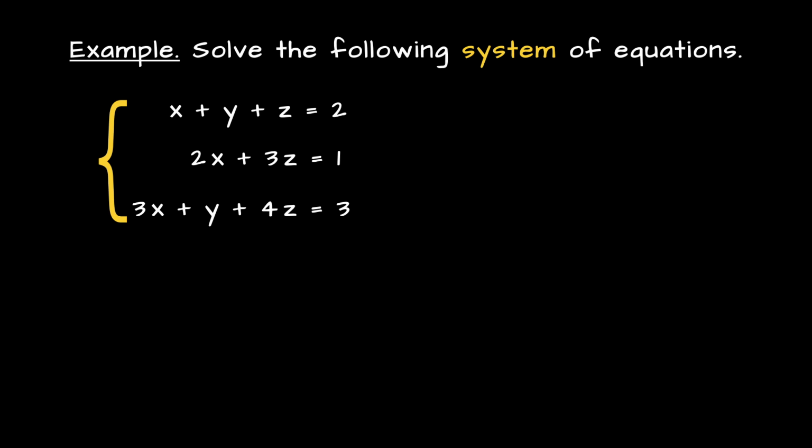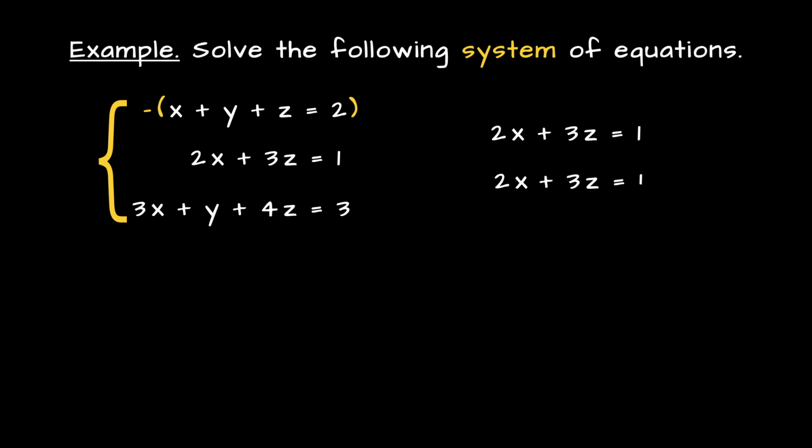One thing we noticed right away is that the middle equation, 2x plus 3z equals 1, already has the variable y eliminated, so we can simply write it down. Next, we can turn our attention to the first and third equations and try to eliminate the variable y from those. And the clearer way to proceed here is by multiplying the first equation by negative 1 and adding it to the third. That gives us, let's write it down, negative x plus 3x, which is 2x, then negative y plus y, which is 0, negative z plus 4z, which is 3z, and on the right-hand side, negative 2 plus 3, which is 1.